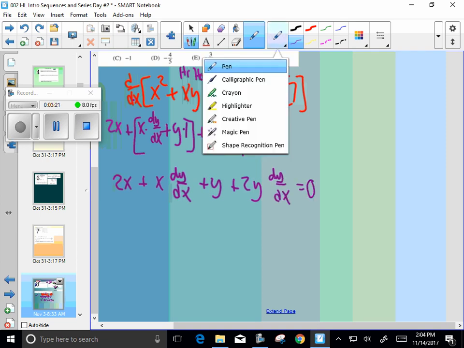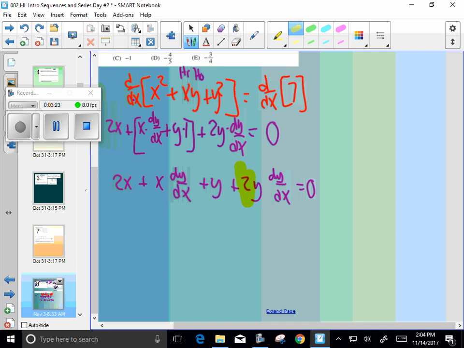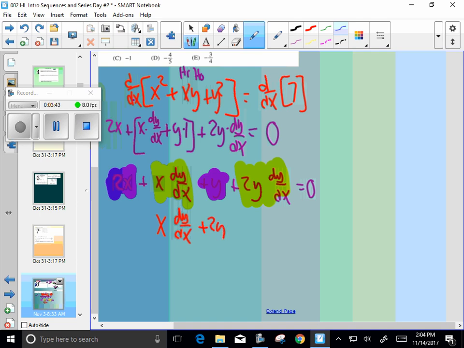Now I'm going to take all those things that have dy/dx in them and keep them on this side, and anything that doesn't have a dy/dx, I'm going to move to the other side. So x dy/dx is staying here. 2y dy/dx is staying on this side. I'm moving the y over, and I'm moving the 2x over. Could you solve for dy/dx now?